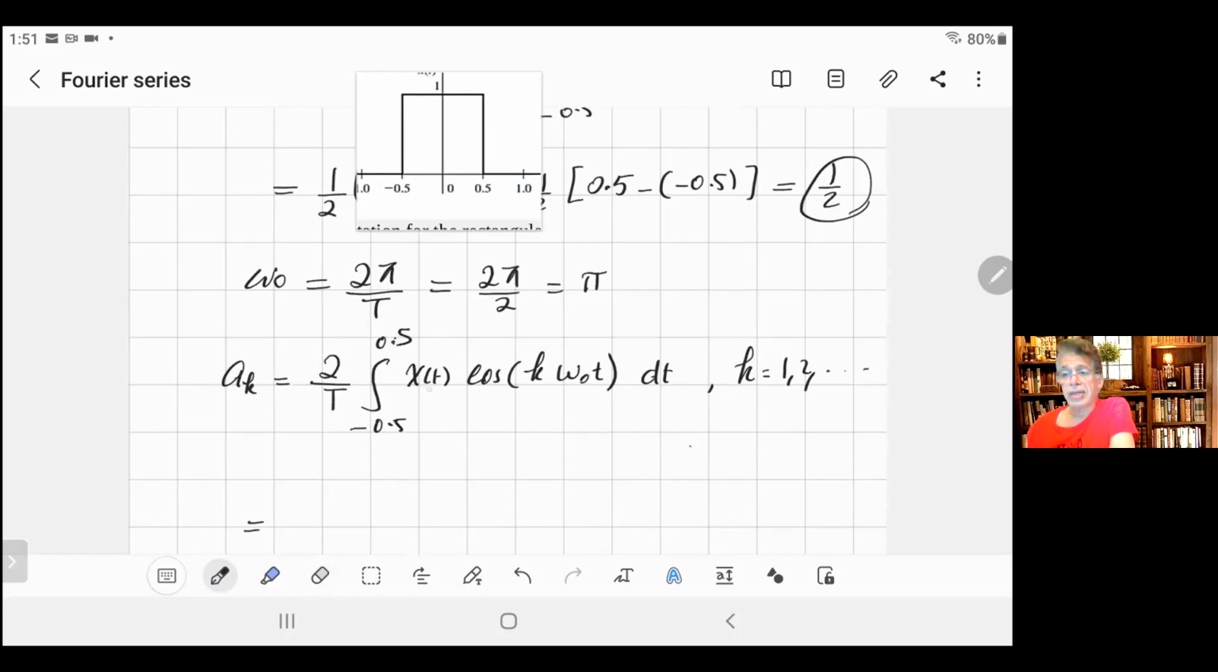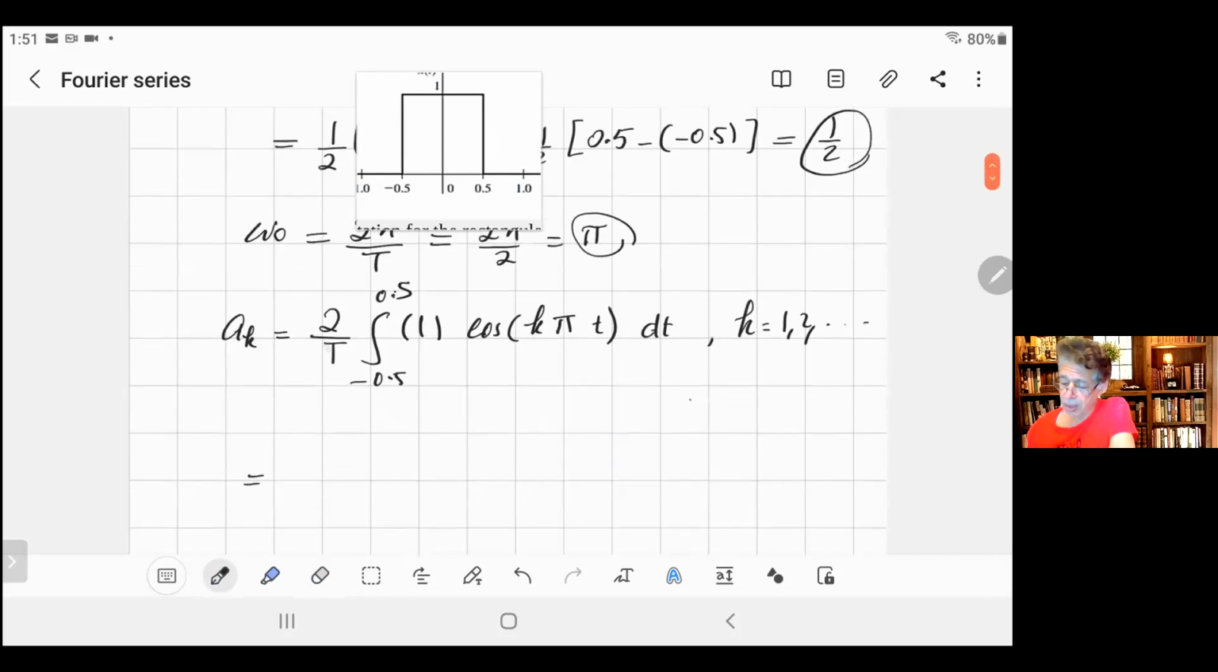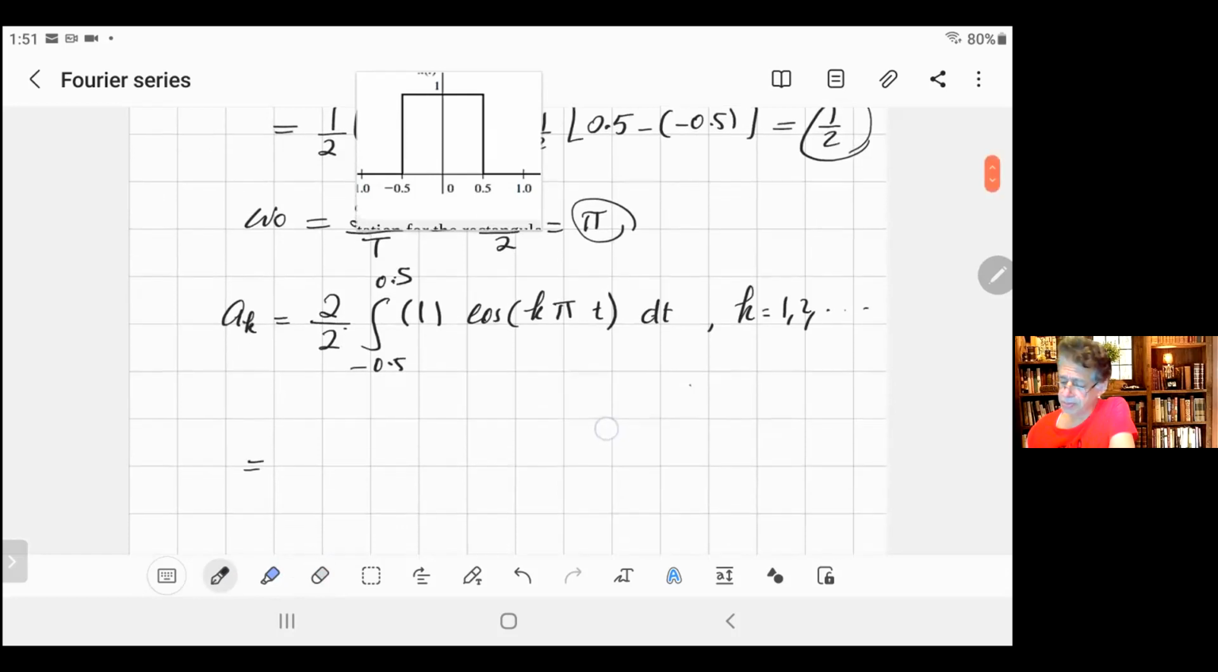The value of the signal equals 1 between these two limits, so I will replace x(t) by 1. Cosine k omega naught t, we already found omega naught is equal to pi, so I replace omega naught by pi. Now I want to find the integration of cosine. Oh, I forgot the T. T is equal to 2 seconds here, so let's replace it by 2. So what's 2 over 2? 1. Leave it as it is so you can remember.